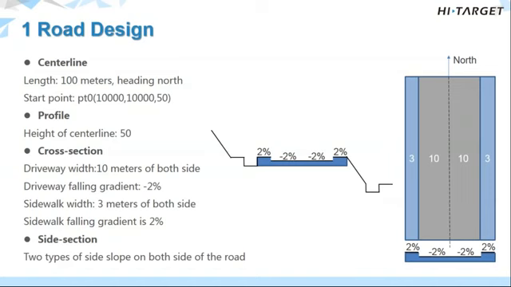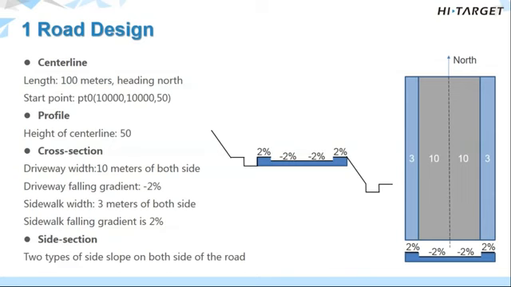In this example, we can see that the road includes 4 parts. First is the central line. It means how long it is and where the start point is. And the second one is the profile. It means the start and end station of it.